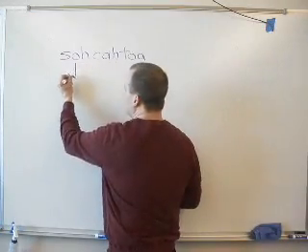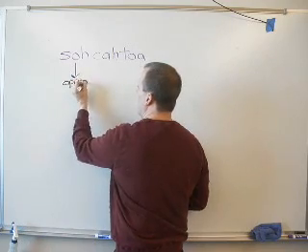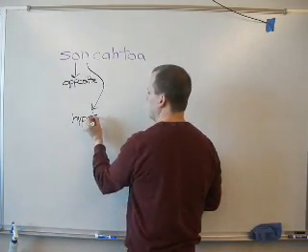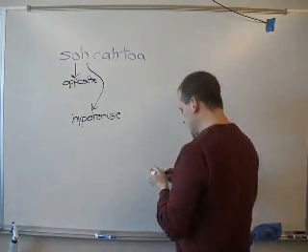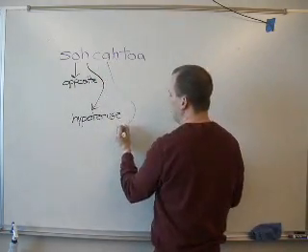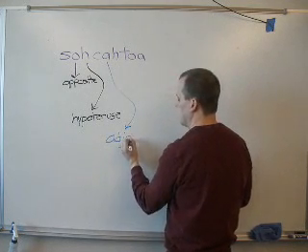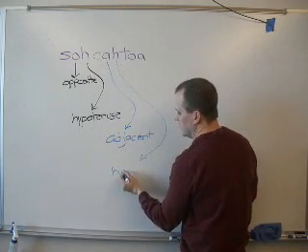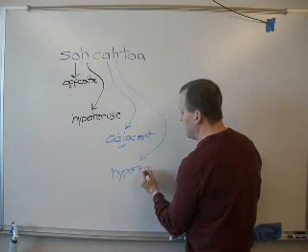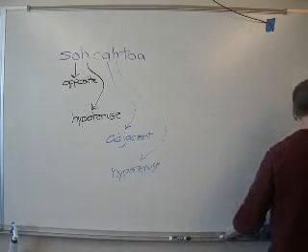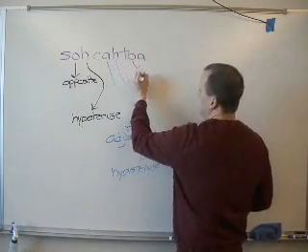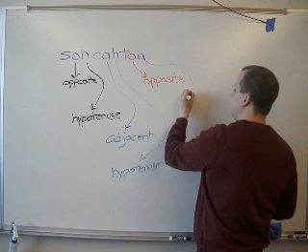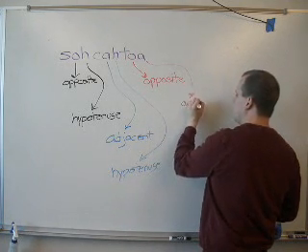Here's what it means. Sine is going to be opposite over hypotenuse. Cosine is going to be adjacent over hypotenuse, and I'm going to show you what that means in just a second. And then the last one is tangent. And tangent, the easiest way to remember this is tangent is going to be opposite over adjacent. And that's basically what all three of these words mean.